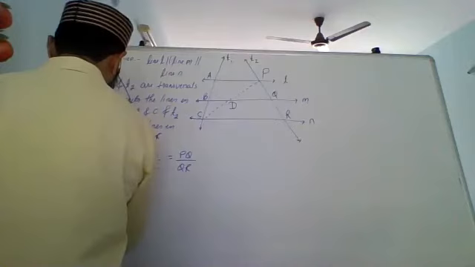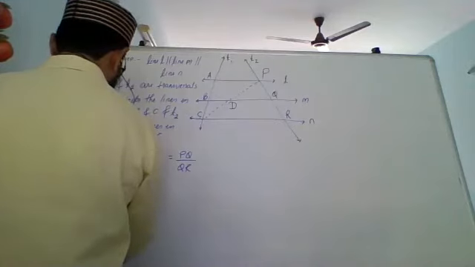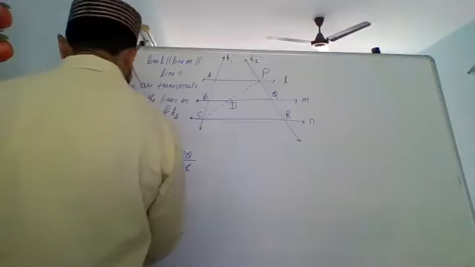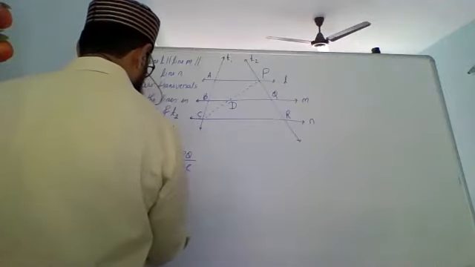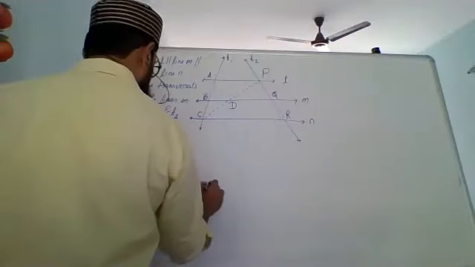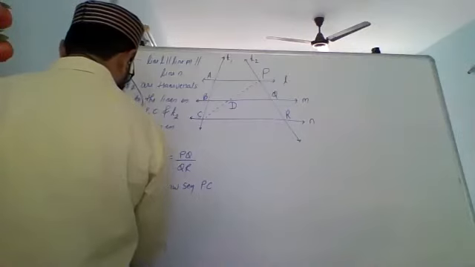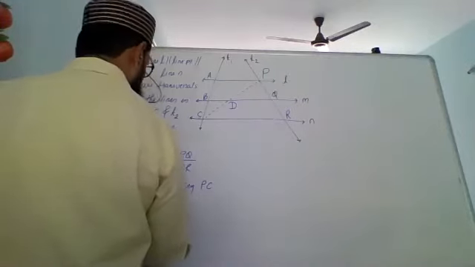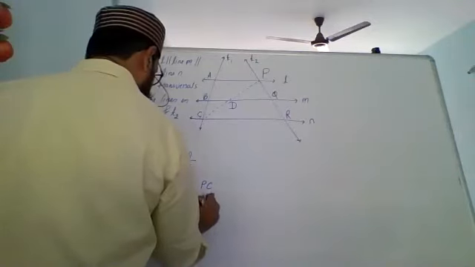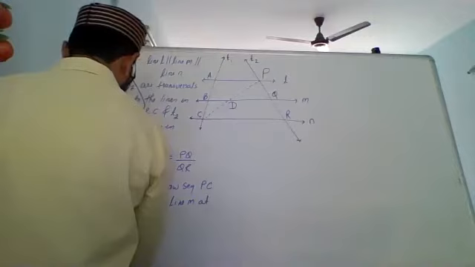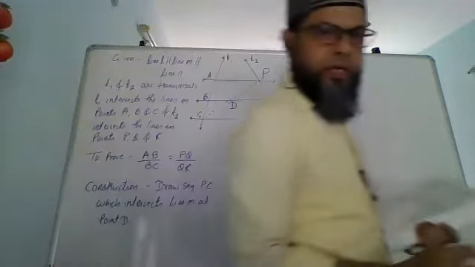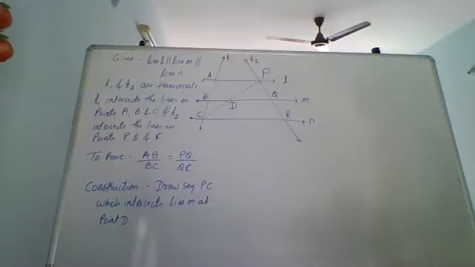Construction, we'll say. Draw segment PC which intersects line M at point D. Do it till here, then we'll proceed further. Do till construction. Proof is going to be easy. Proof is not at all difficult. You all will find it very easy.